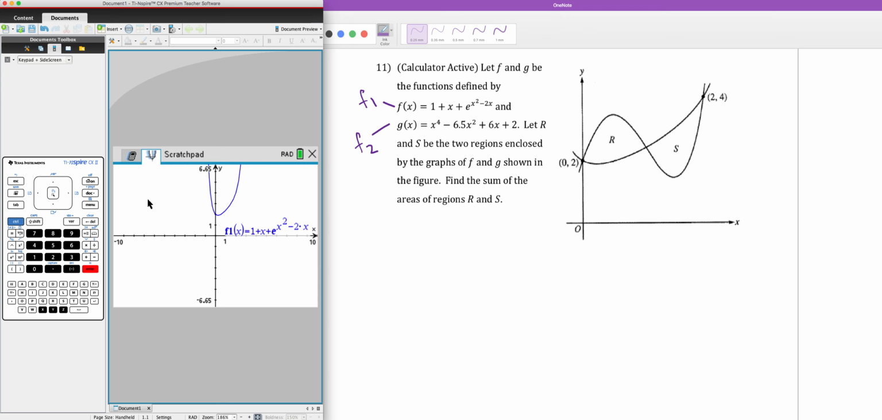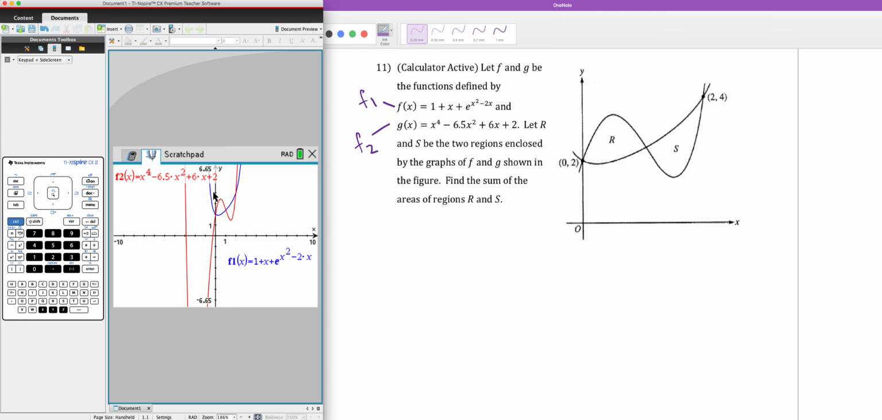I'm going to hit tab again and graph my g as my f2, and I get x to the fourth minus 6.5x to the second plus 6x plus 2 there. When I hit enter, I get that red graph on there. Now I'm going to move these. I can easily drag them with my cursor for us.